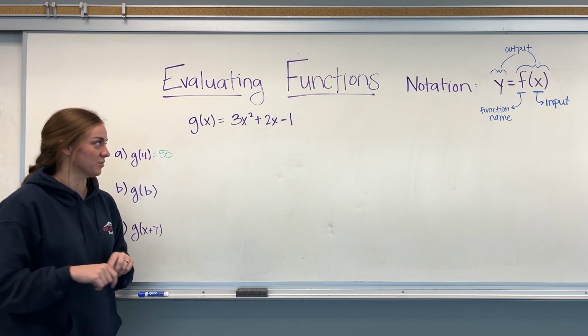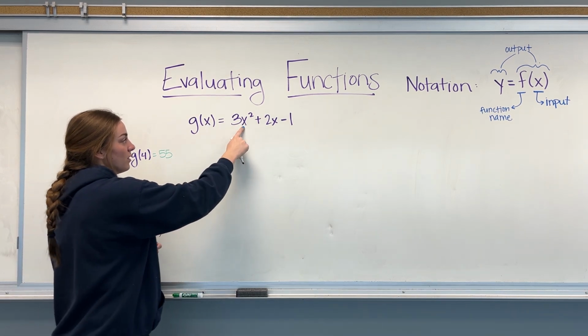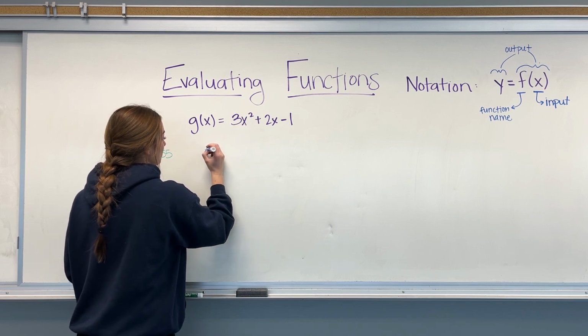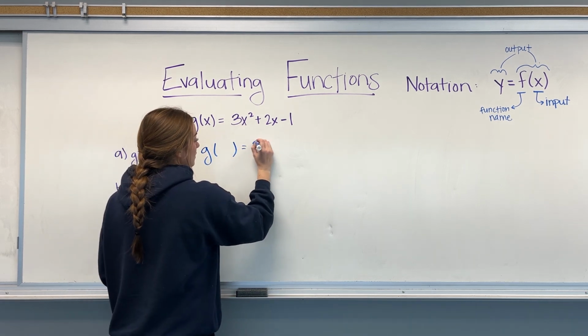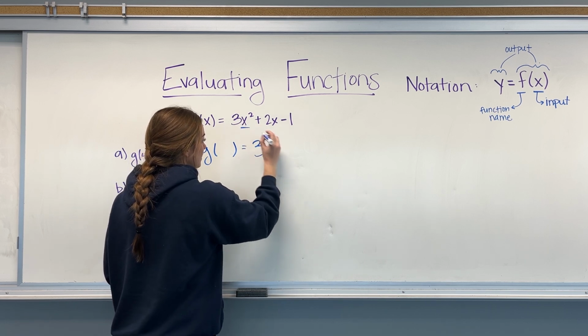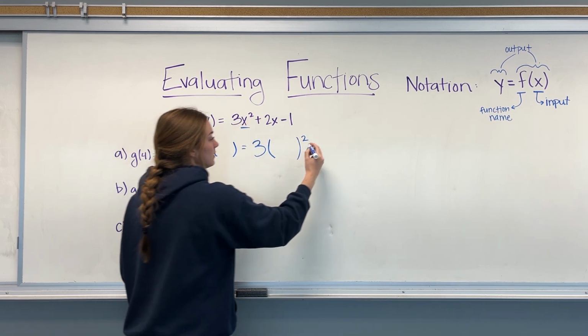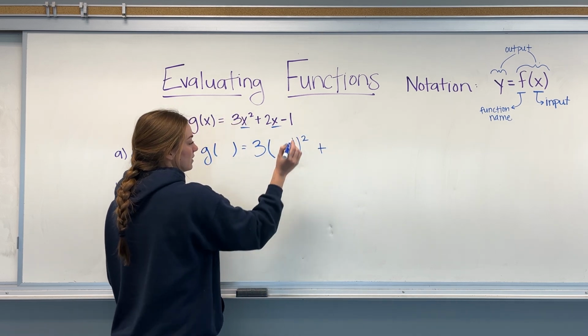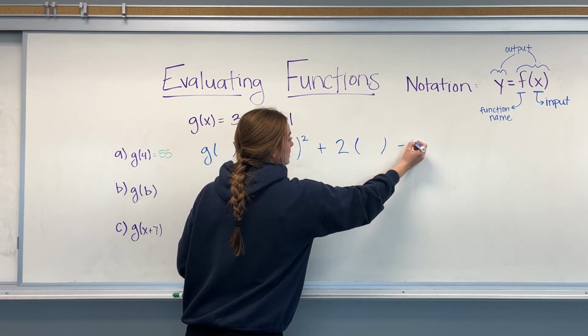We don't want those to get separated. So rewriting this function, our input variable is x, so we'll replace those with parentheses like that. 3 times, we've got an x there, so parentheses, and those parentheses are squared, plus we have another x there, 2 times parentheses minus 1.